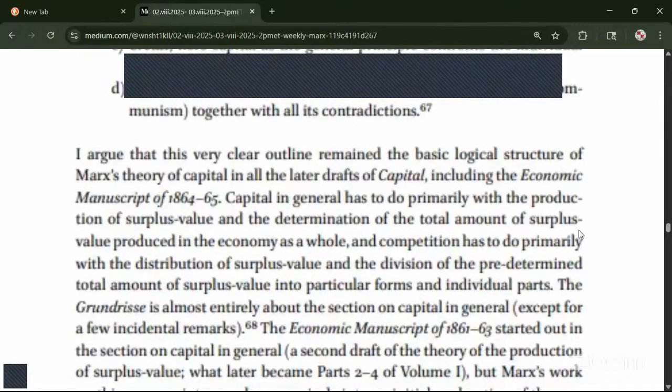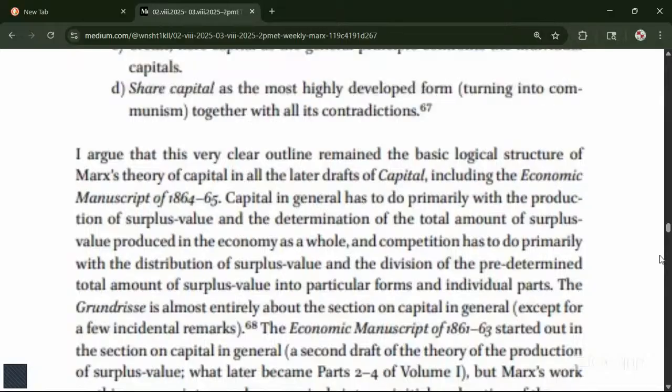Moseley argues that this very clear outline remained in the basic logical structure of Marx's theory of capital in all the later drafts of Capital, including the economic manuscript of 1864 to 65. Capital in general has to do primarily with the production of surplus value and the determination of the total amount of surplus value produced in the economy as a whole.